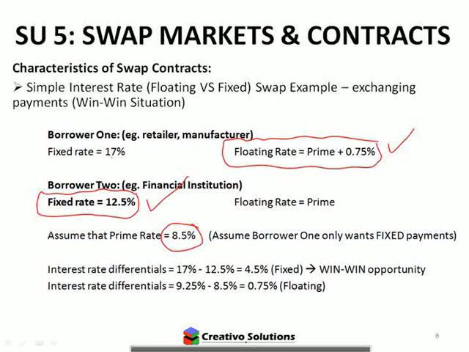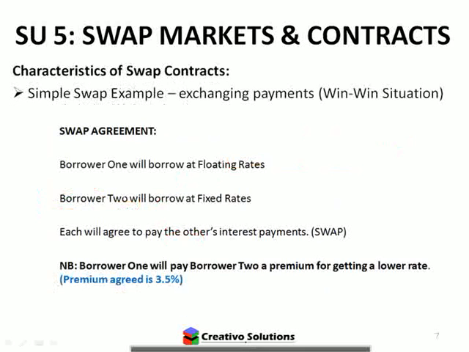No. If you take 17%, you're taking the highest. You need to look at the lowest. So the only opportunity here for a swap would be between fixed and floating, for borrower 2 being fixed and borrower 1 being floating. There's an opportunity to profit, a win-win situation for both parties. So that's the next bit. Borrower 1 will borrow at floating, borrower 2 will borrow at fixed.